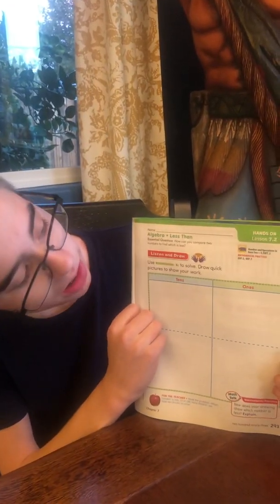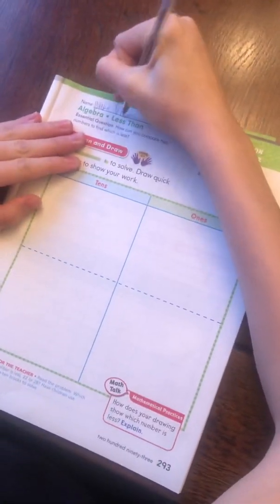Today we're doing lesson 7.2, algebra less than. First thing we do is write our name. Yes, absolutely, Blake. Write your name, bro. I almost forgot, but then I remembered.